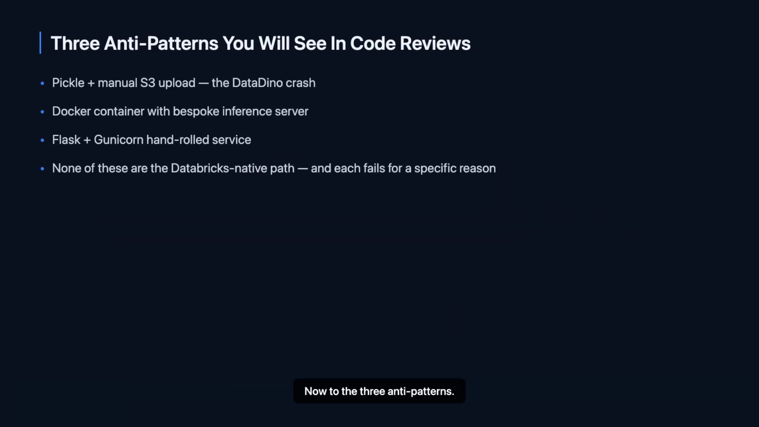Now to the 3 anti-patterns. Pickle plus manual S3 upload. That's the DataDino crash we opened with. Hand-rolled Docker containers with bespoke inference servers, and Flask plus Gunicorn services hand-built behind a load balancer. None of these are the Databricks native path, and each one fails for a specific, predictable reason. Let's take them one at a time.